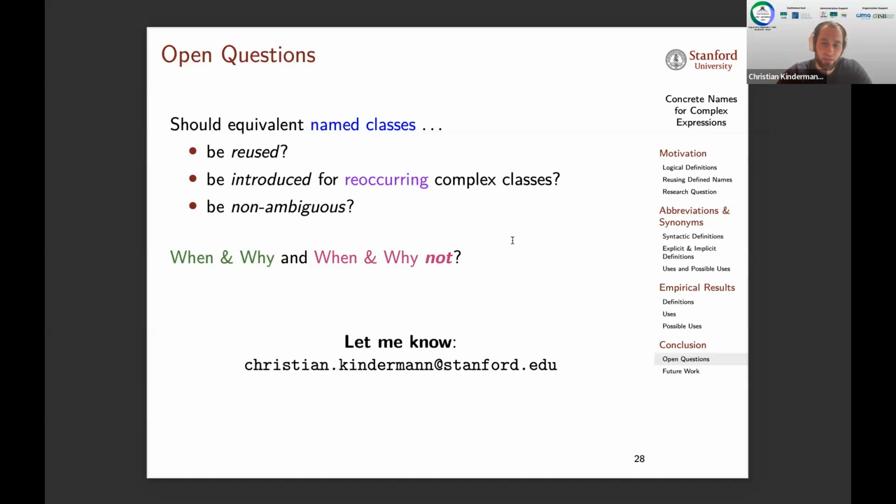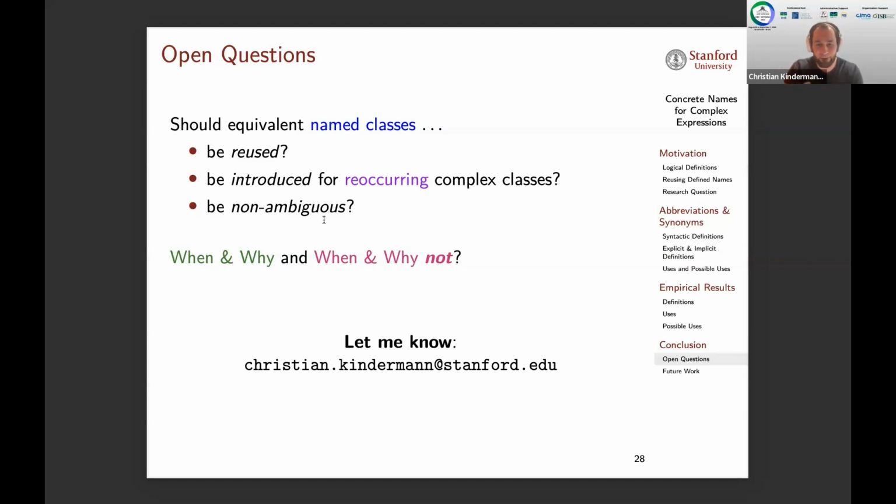All right, so now I think I still have a bit of time left, and I would just want to mention a few directions for future research, because all of what I've presented so far could be said to be somewhat simple and straightforward, right? So we have a logical definition of a named class that is logically equivalent to a complex class expression, and I'm just asking, okay, are these things reused consistently?